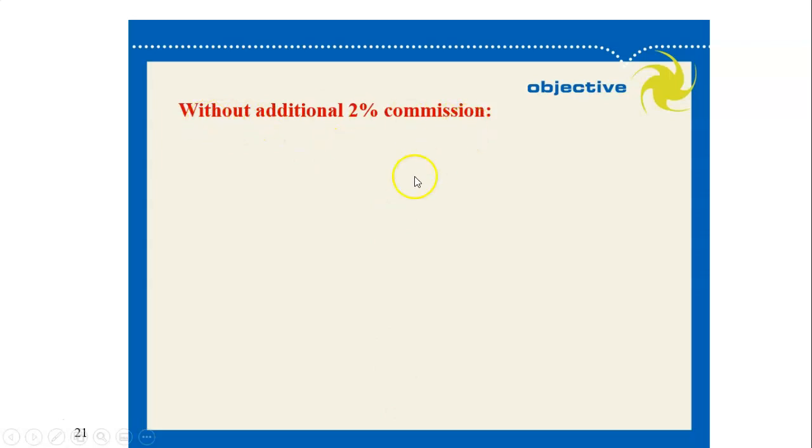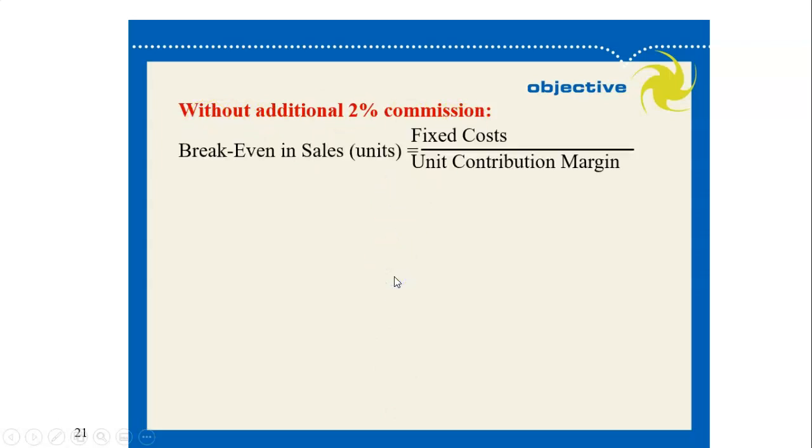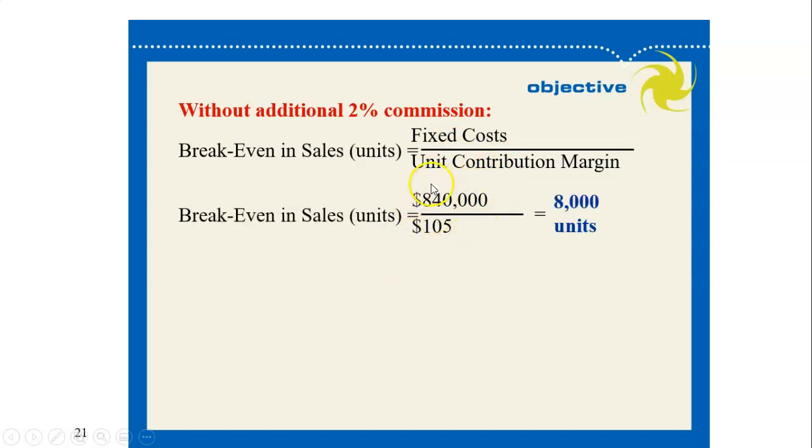Now here is without the additional 2% commission. This is what we're doing right now in units. Our break even is fixed cost divided by our unit contribution margin. That's our formula. Our fixed cost, we said, was $840,000 divided by currently the unit contribution margin of $105 before adding the extra commission. So $840,000 divided by $105 is 8,000 units we need to sell to break even. Now, what about if we add the extra 2% commission?